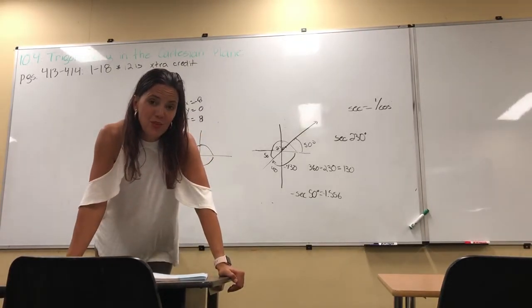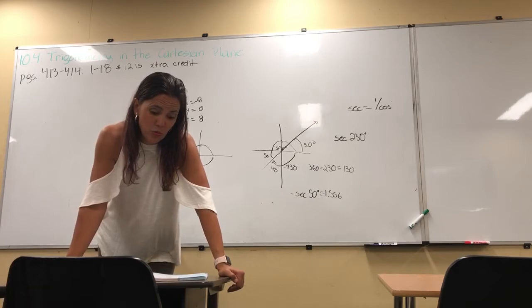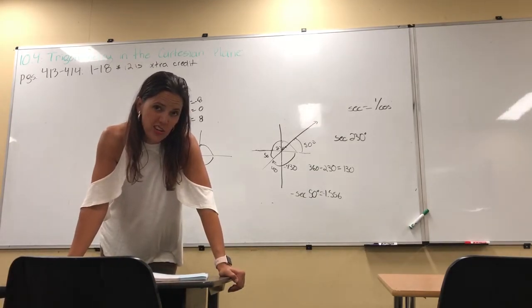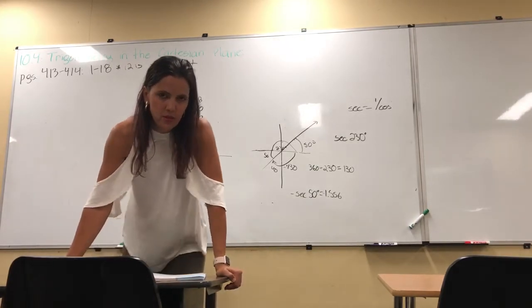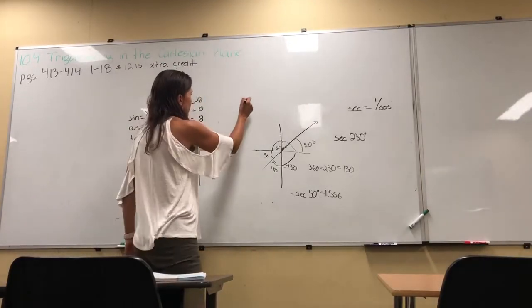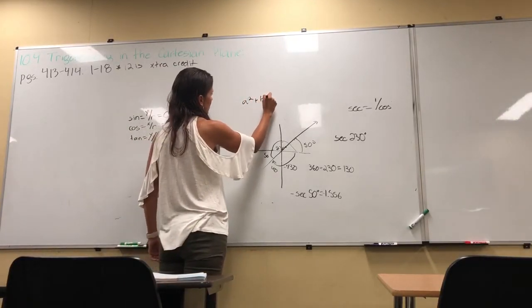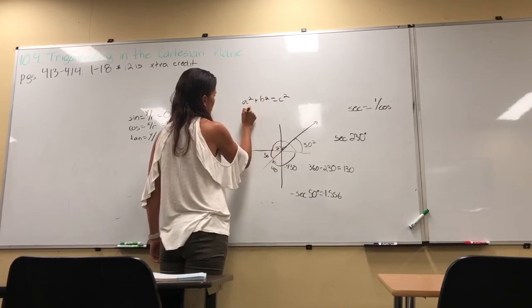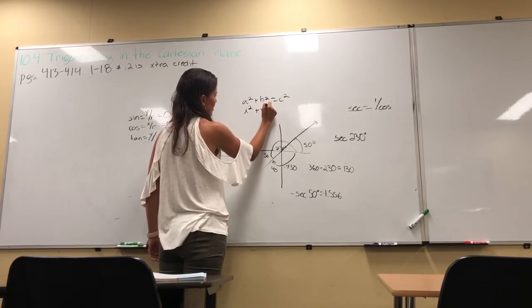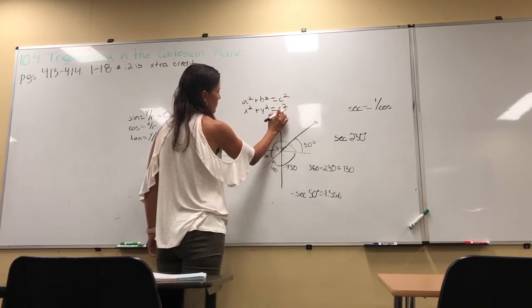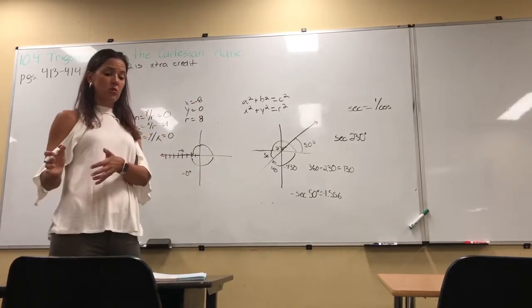Now remember, you're going to have to figure out what your r value is, right? So you're going to have to do your a squared plus b squared equals c squared. You can just plug in x squared plus y squared equals r squared. So you can find that, again, without drawing the triangle.